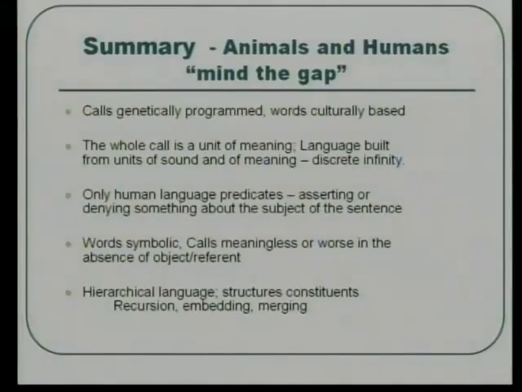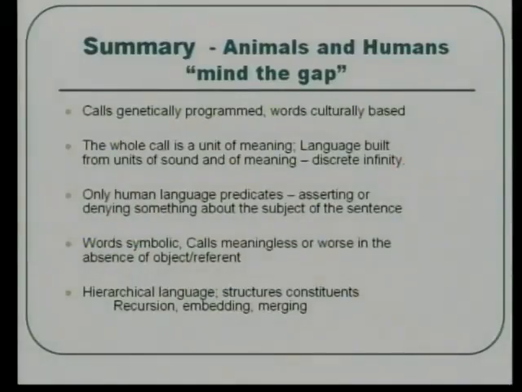Animal calls are genetically programmed. You never get variation, whereas humans, as a child, we could learn any language of the world. There's nothing in our genes that says we are learning English. We could learn any language, and of course we can. As a child, we can learn two or three or four languages with no problem. So the words of language are not genetically programmed, but there are things within us that are genetically programmed that enable us to learn language.